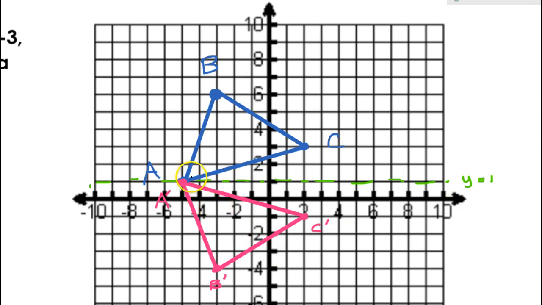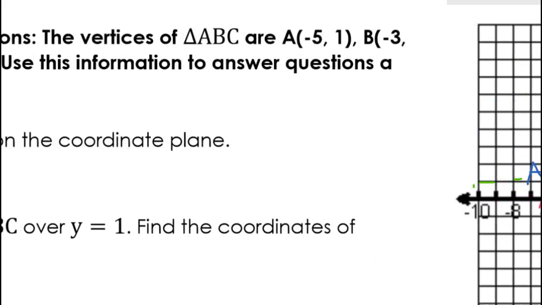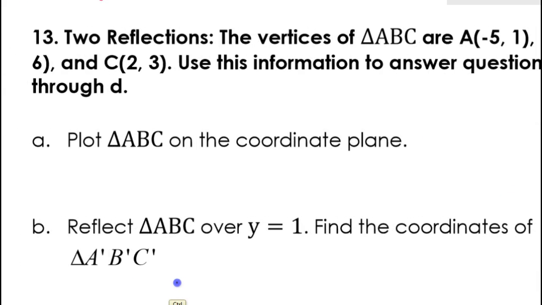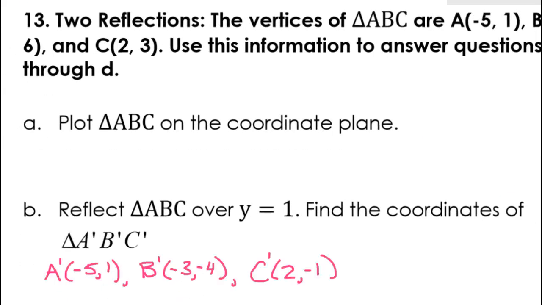Now we need to write all of these coordinates down. For example, A prime is the point negative 5, 1. B prime is the point negative 3, negative 4. And C prime is the point 2, negative 1. All right, I'm just going to copy all those points down right here. So there's your A prime, B prime, and C prime.